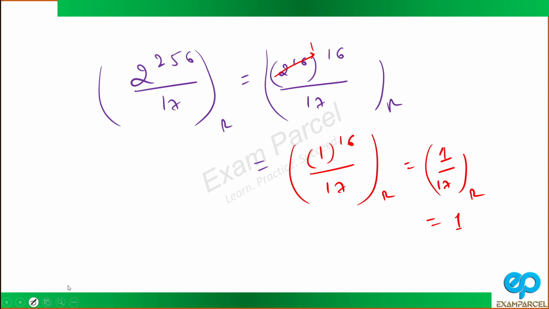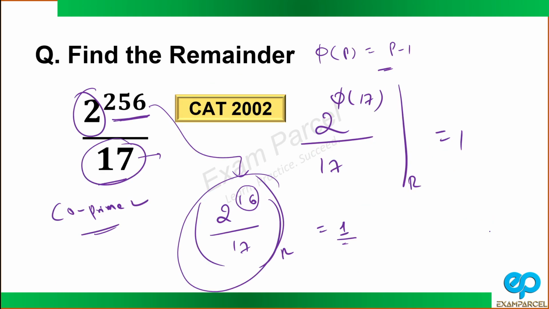I hope this is clear to you. So finally our answer is 1. Correct answer is 1. So you can see how easy this question is once you apply Euler theorem. Now you can approach it in another way as well.